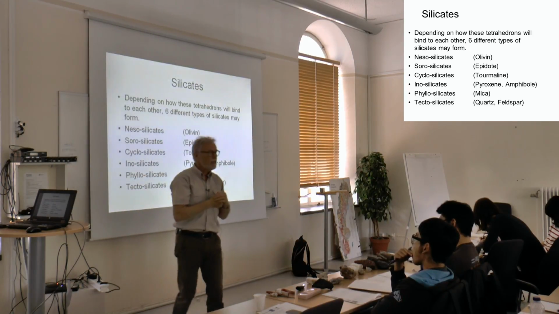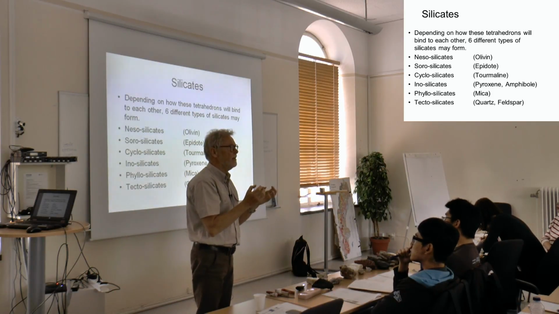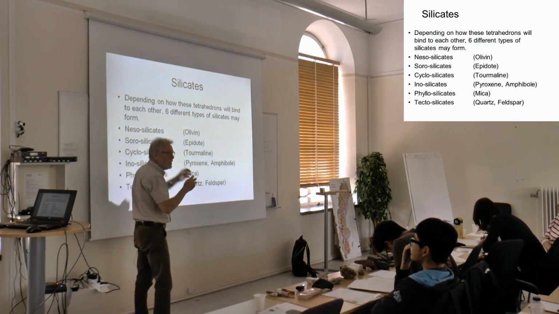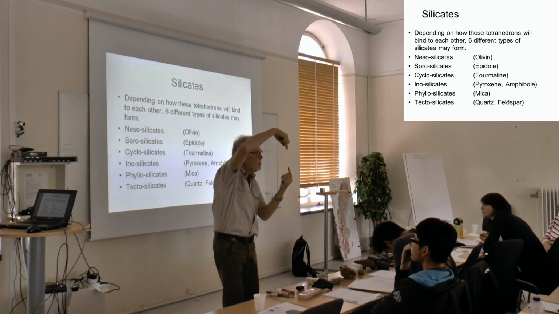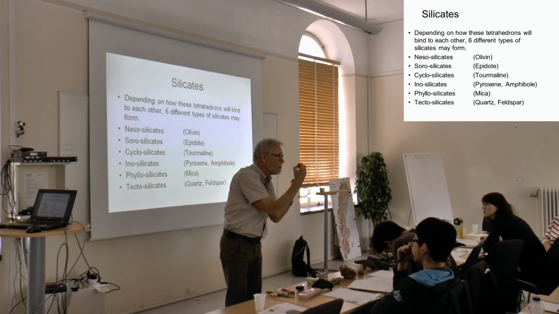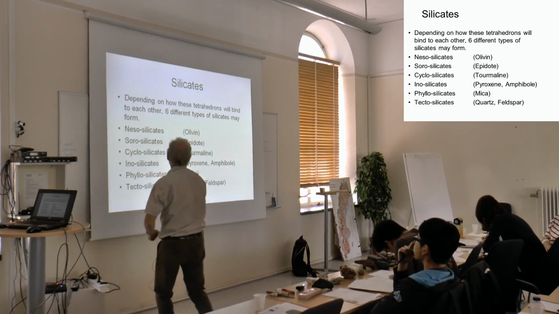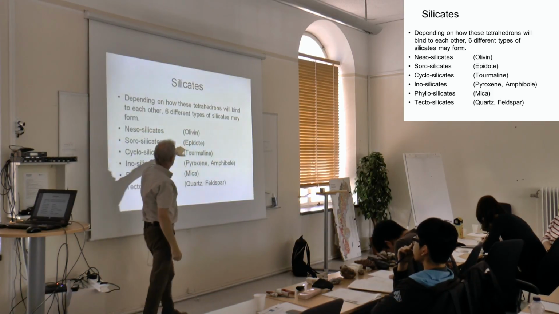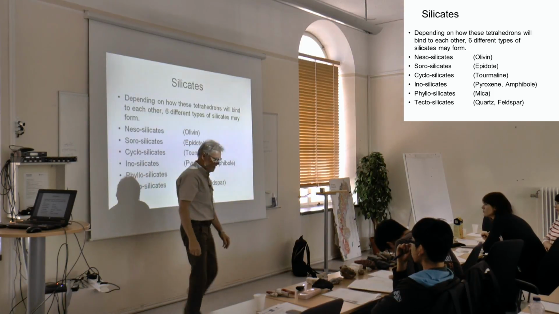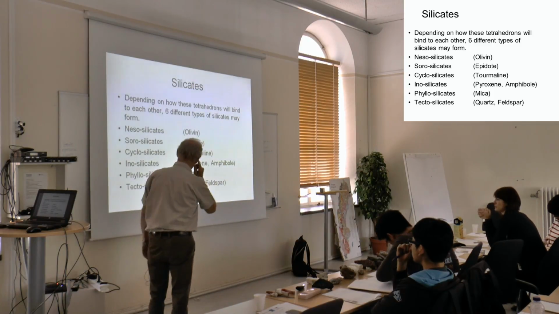Sorosilicates, this means a pair, a couple, so that two silicate tetrahedrons are combined. So these two silicate tetrahedrons are sharing one oxygen. And that's good. These are different minerals, olivine, and this is epidote, and they are green, nice minerals, but I will not give you this one.